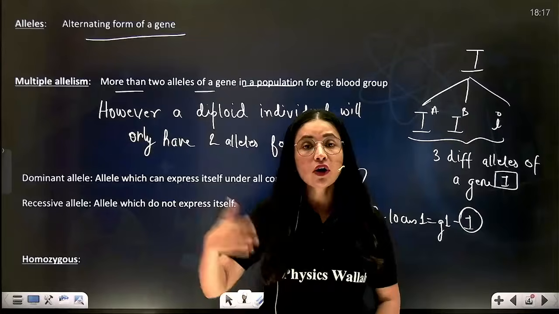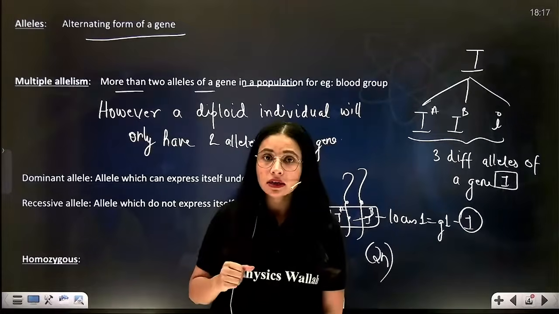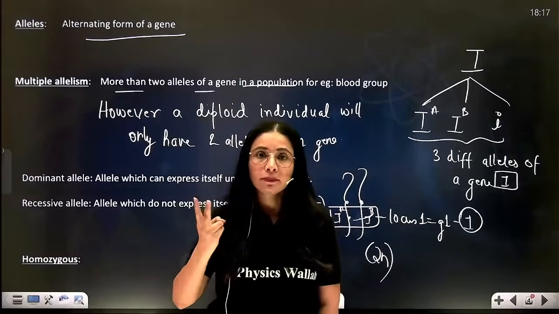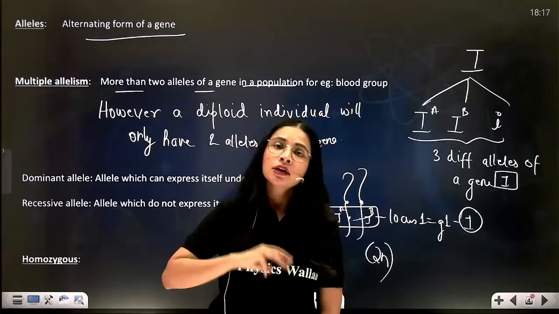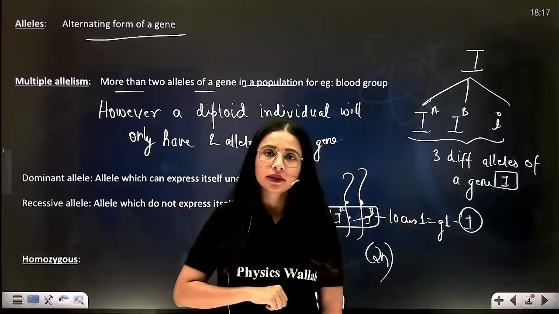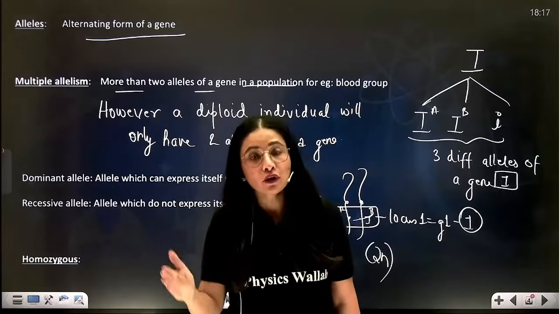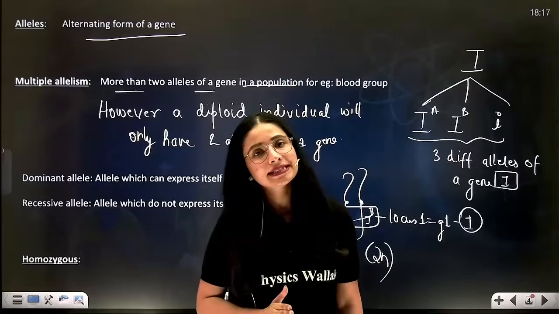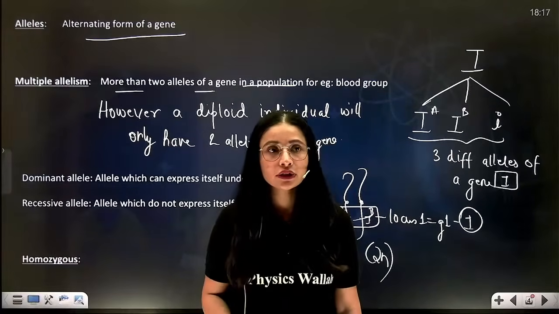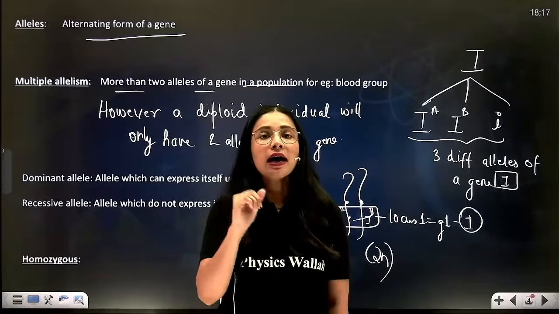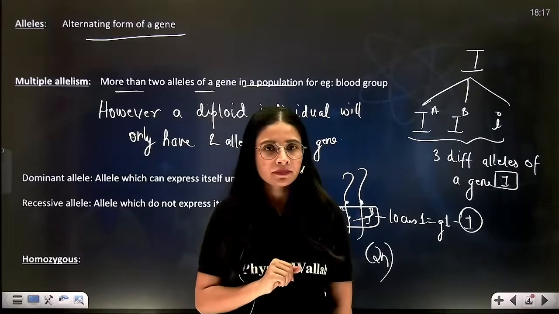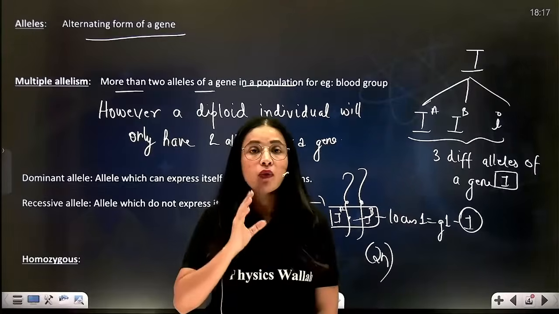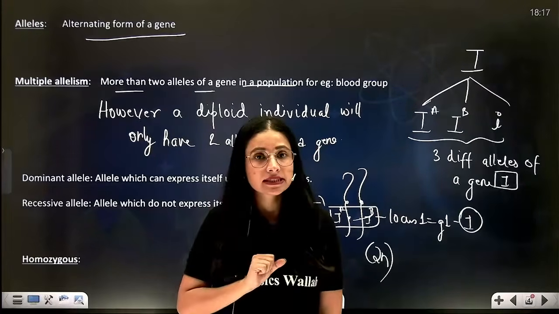Now suppose an organism is haploid like gametes, there is only 1 allele for a gene. Diploid, 2 alleles for a gene. Triploid, 3 alleles of a gene. So depending upon the number of chromosomes, the number of alleles of a gene will be present. Understood? Okay. Now beta, alleles can be of 2 types, either dominant allele or recessive allele. Now what is dominant? What is recessive?